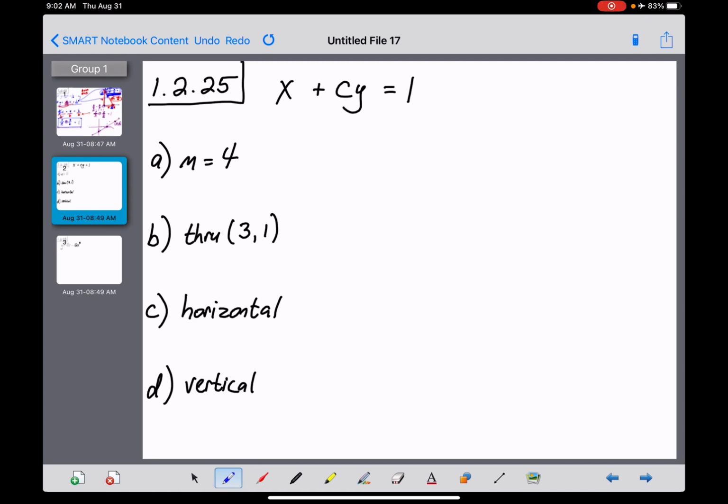So they gave us an equation here, x plus cy is equal to 1, and what you might notice is that this equation right here is in standard form, and nobody likes standard form, except people that were typing math textbooks in the 1950s. All four of these questions, I take that back, three of these four questions, A, C, and D, are all asking us a question about the slope of the line, and coming up with slope out of standard form isn't really something that we like to do.